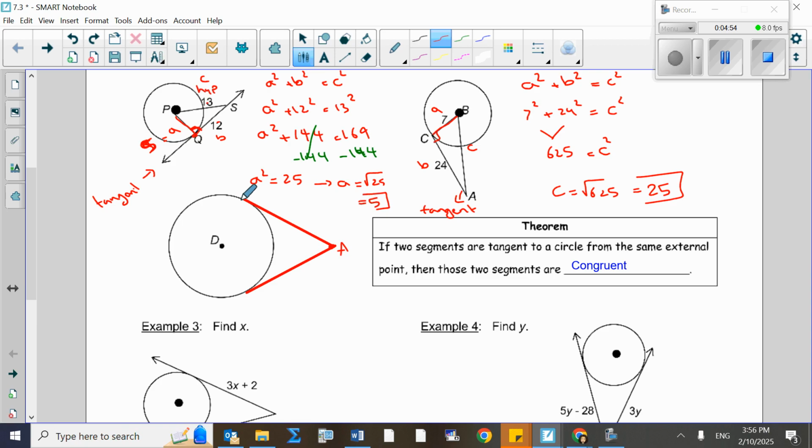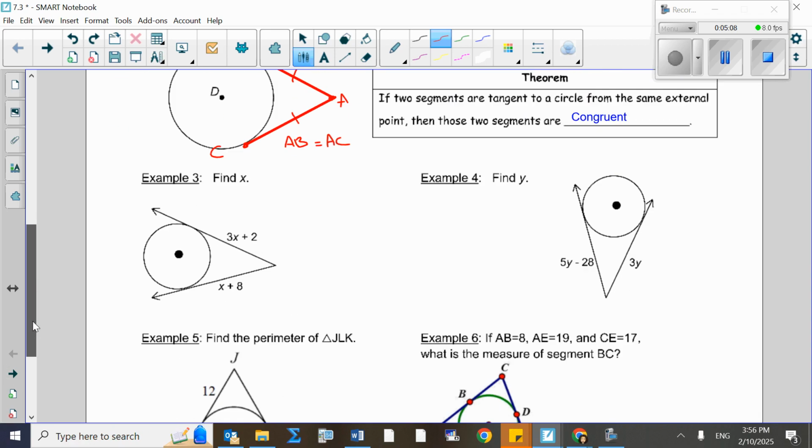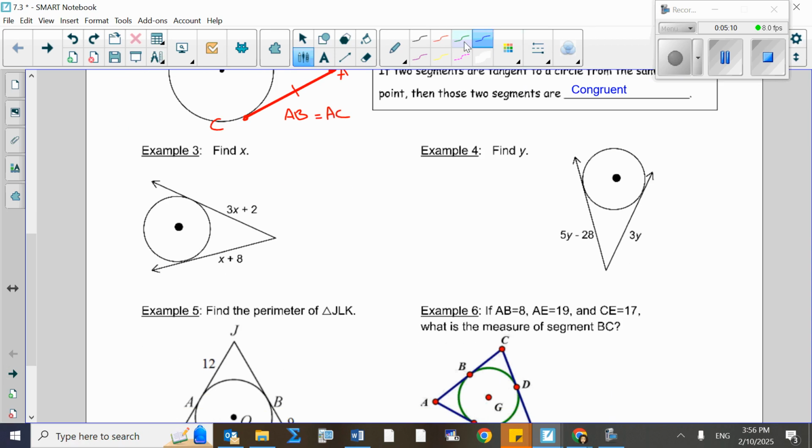Let me call this point B and this point C. So these two are equal to each other. I can say AB is equal to AC. Now we're going to use the same idea to solve some problems here.